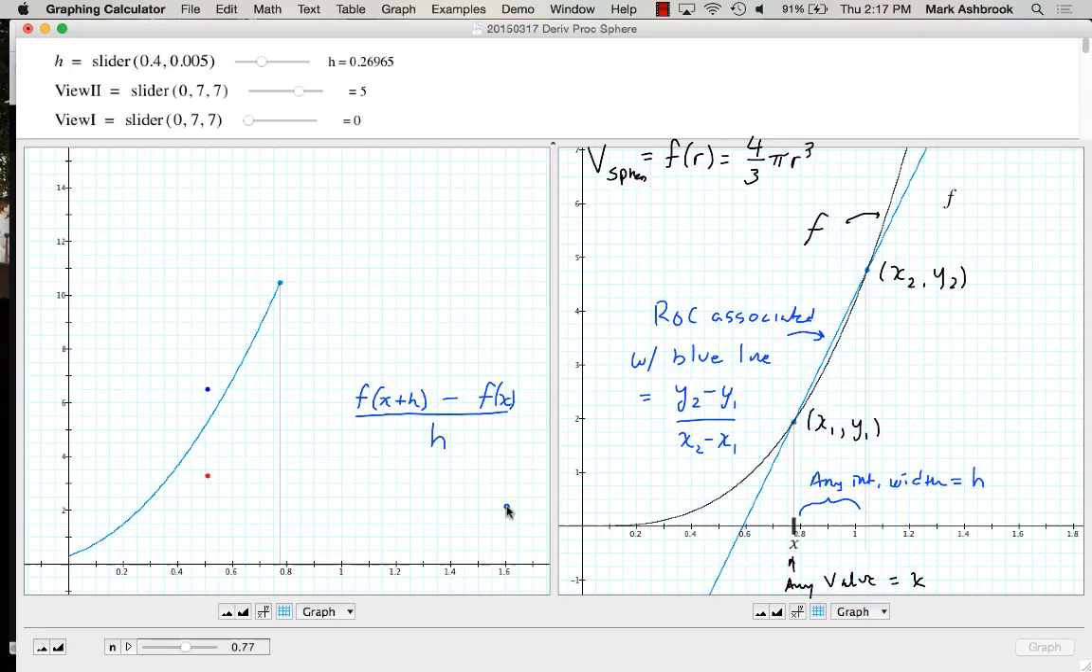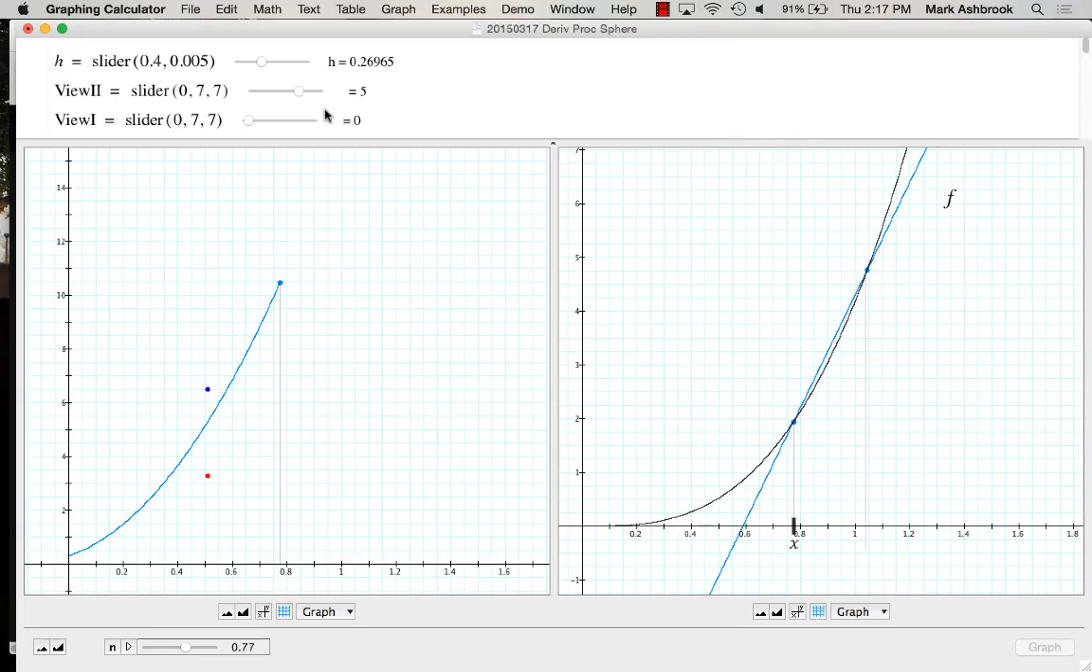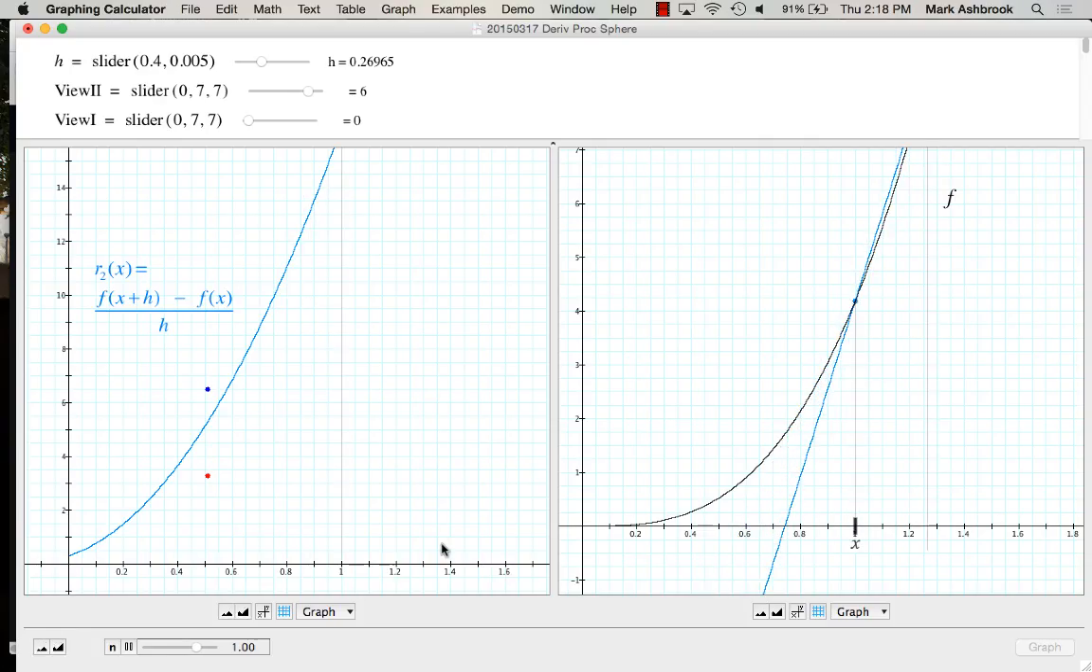Okay, questions about that? So this is R2, meaning R for the enhanced version, f of x plus h minus f of x over h. And is that an approximate or exact rate of change? Some are saying approximate.